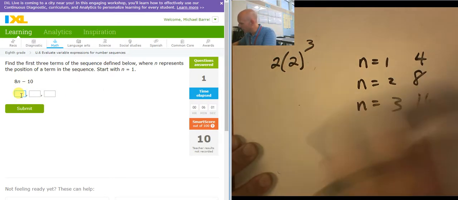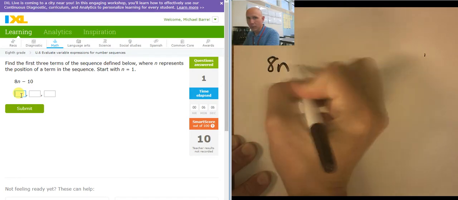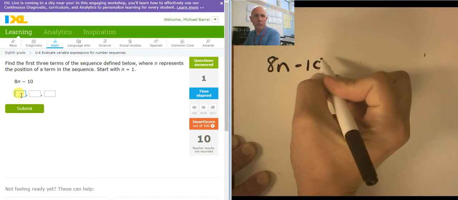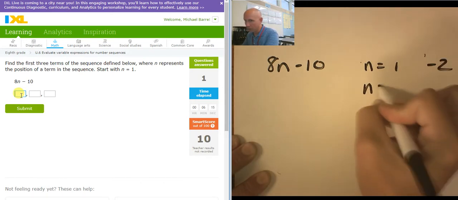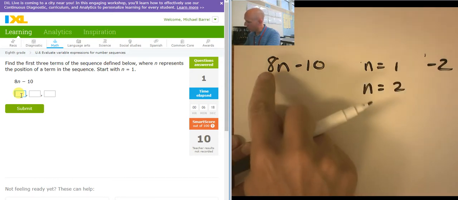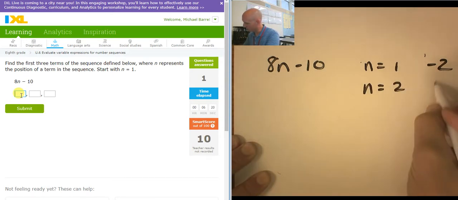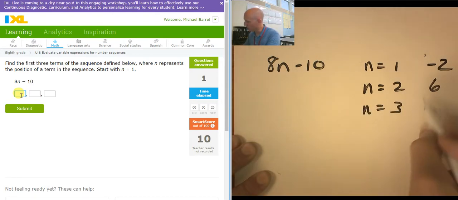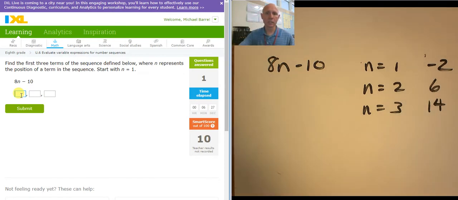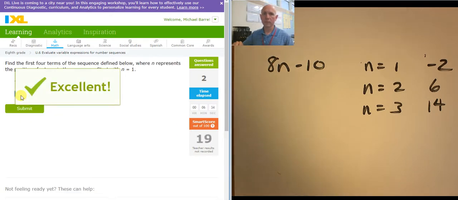Fantastic. All right, let's do another one. We have 8n minus 10, and it says to start with n equals 1. N equals 1: 8 times 1 is 8, minus 10 is negative 2. N equals 2: 8 times 2 is 16, minus 10 is 6. N equals 3: 3 times 8 is 24, minus 10 is 14. There we go: negative 2, 6, and 14.